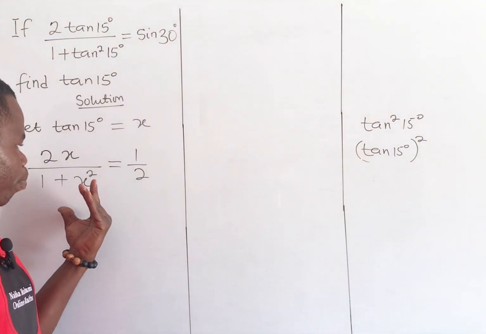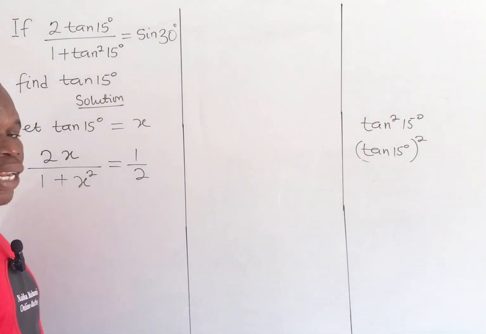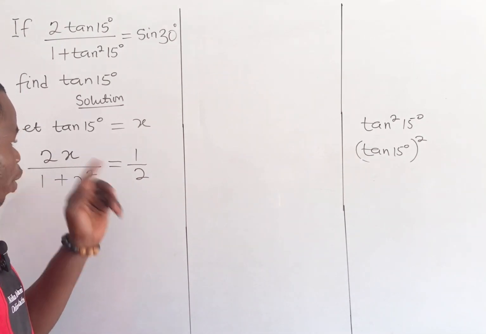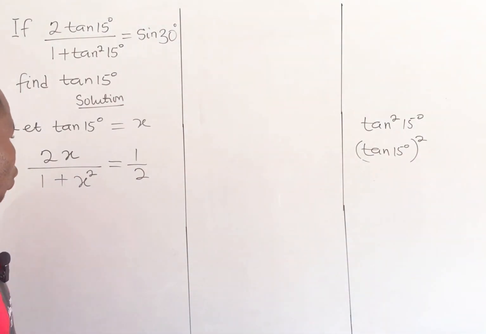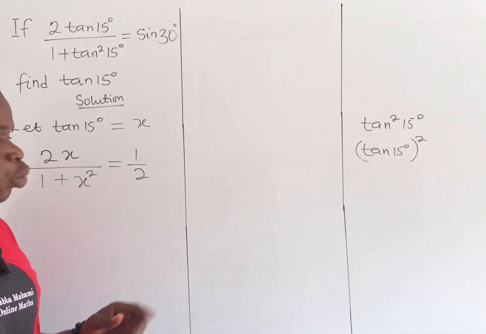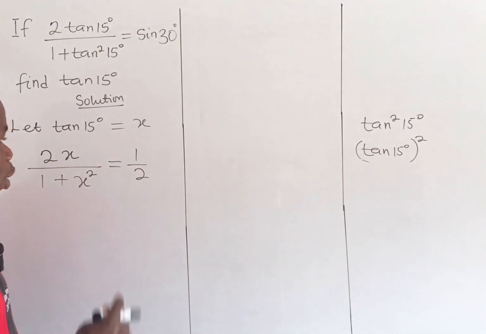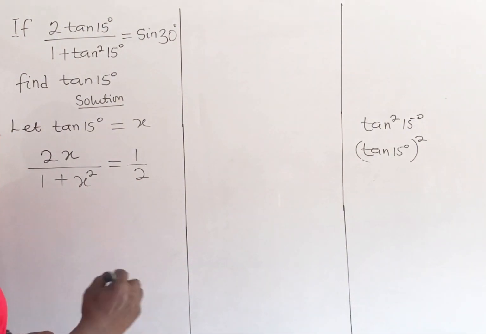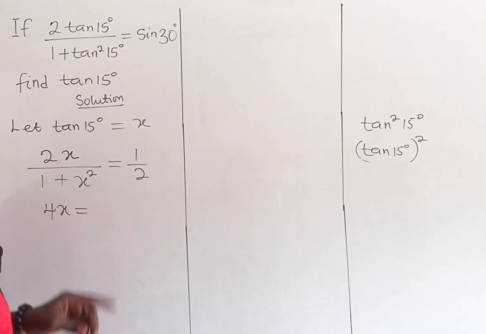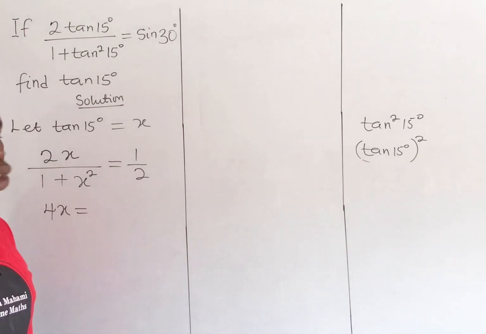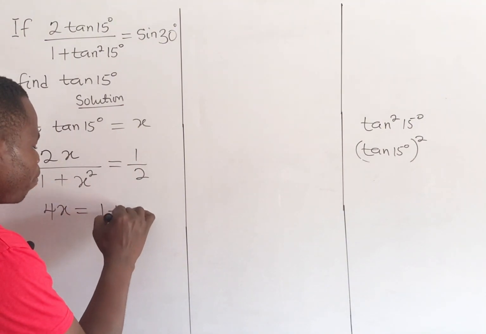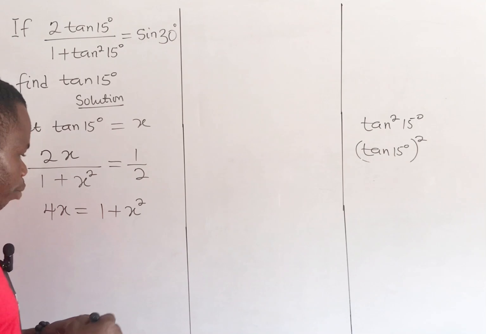From this equation, we can further solve for our variable x by performing cross multiplication. So that means that I will take this 2 and multiply what is here, and take 1 plus x squared and multiply what is here. So 2 times 2x, that will be 4x, which is equal to 1 plus x squared, everything multiplied by this numerator, which is 1. It will still be the same thing, 1 plus x squared.